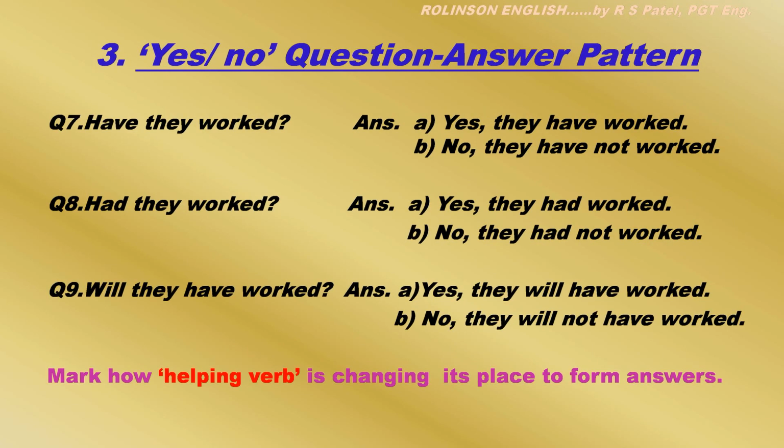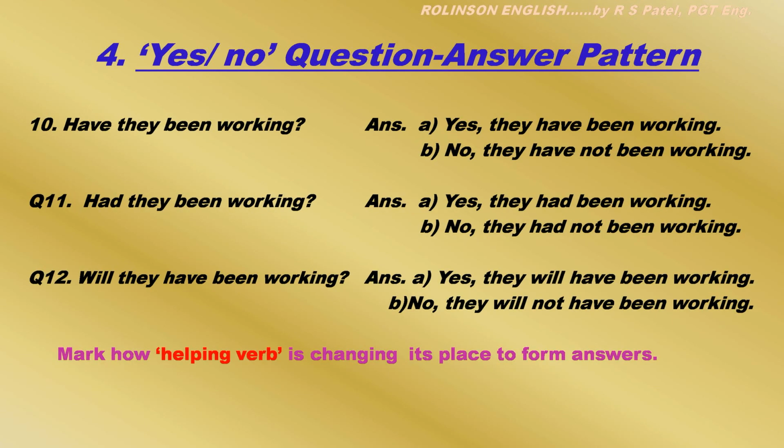Next, have they worked? Yes, they have worked. No, they have not worked. Had they worked? Yes, they had worked. No, they had not worked. Will they have worked? Yes, they will have worked. No, they will not have worked. Helping verb is changing place and we are getting the answers. Yes is followed by the positive of the same sentence and no is followed by the negative of the sentence. How easy and wonderful the learning is.